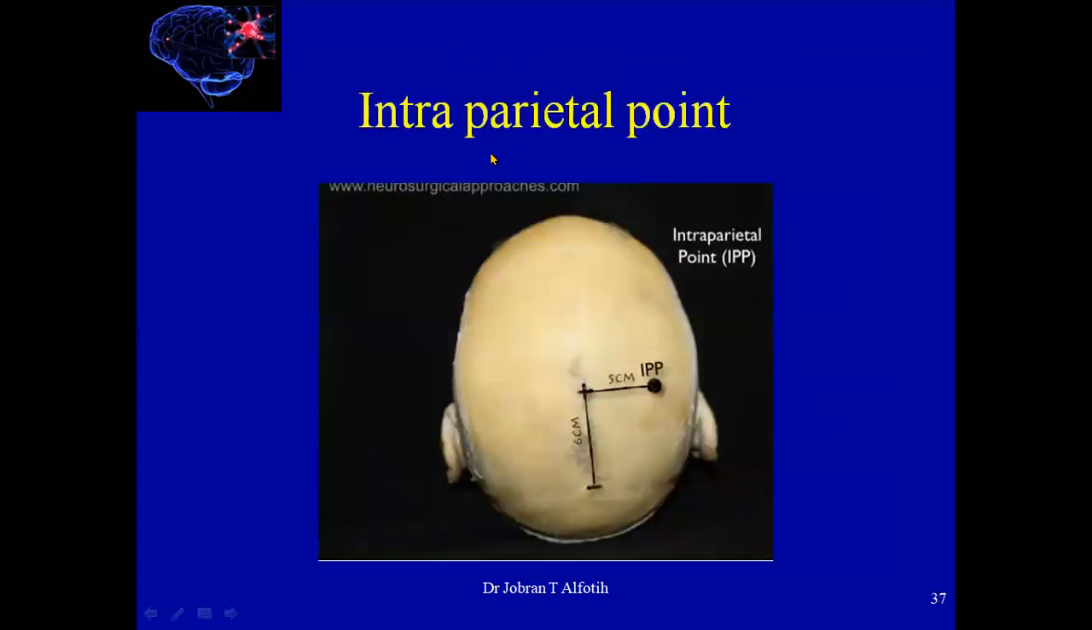To find the intraparietal point, we will first find the lambdoid. To find the lambdoid, it is 7 centimeters over the inion or 12 to 13 centimeters behind the bregma. So if you find the lambdoid, then 6 centimeters above it and 5 centimeters lateral, we will find what is called the intraparietal point.